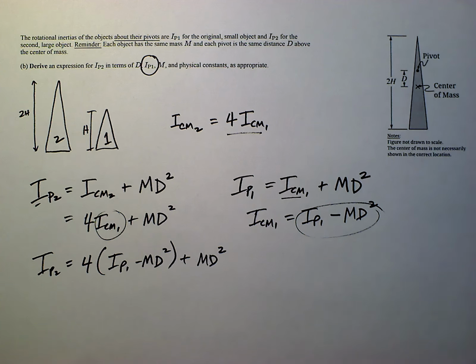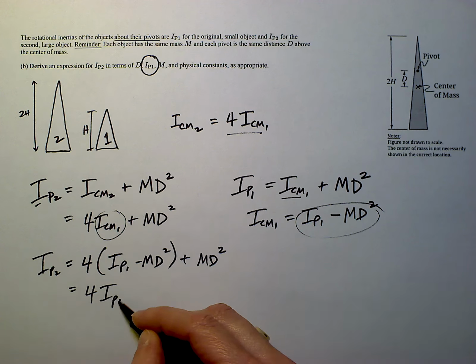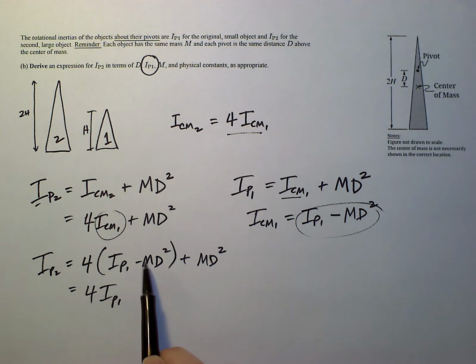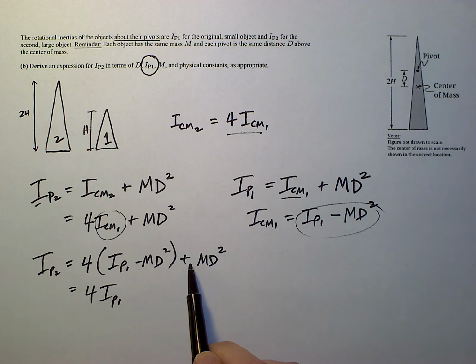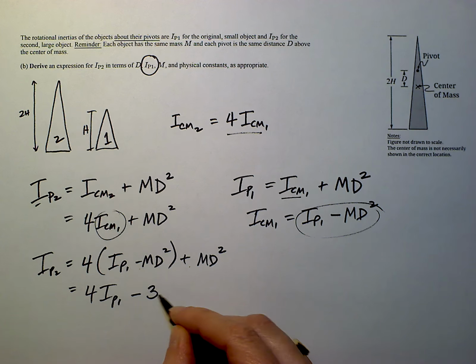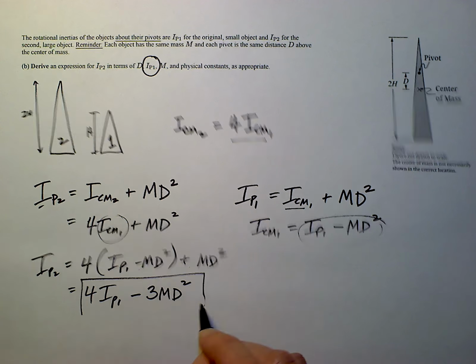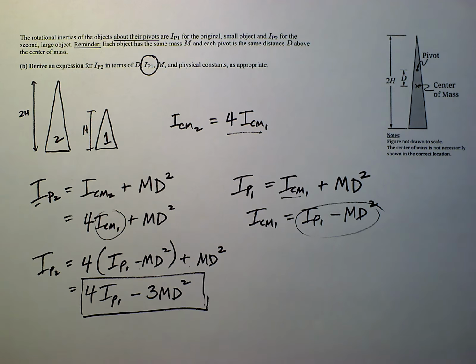All right. So do a little algebra here. So I'm going to 4 times I1. This is going to be negative 4 MD squared plus 1 MD squared, so minus 3 MD squared. That is my expression that I've just derived.